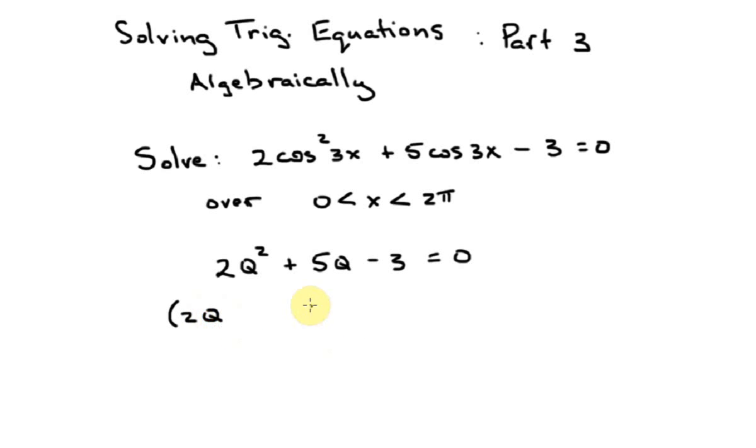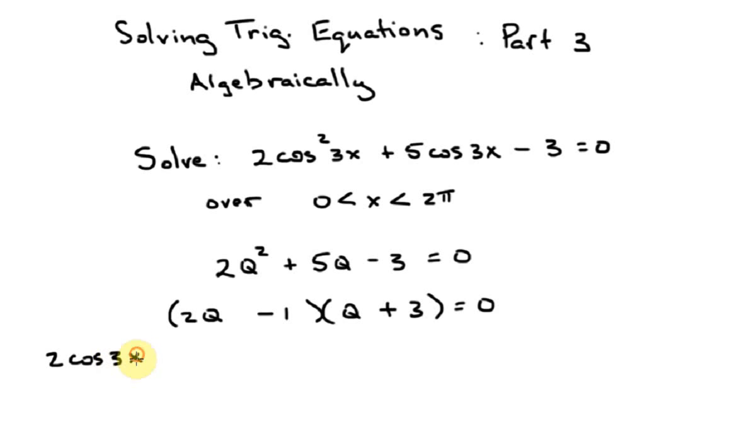So I think we're going to have a 2q times another q. Okay, and now I need two numbers that multiply together that make negative 3 in such a way that I can build a positive 5. So I'm thinking, what if I put positive 3 here? So I'd build up a 6q, and then I'd go minus 1q. So I think that's it, all nicely factored. So now I'm going to replace the q with cos 3x.